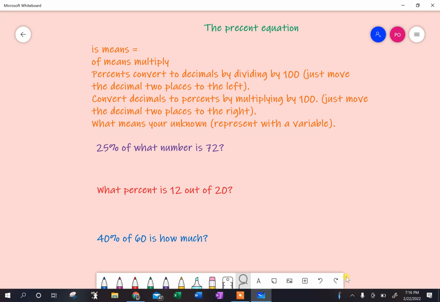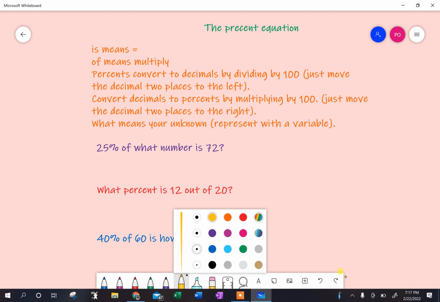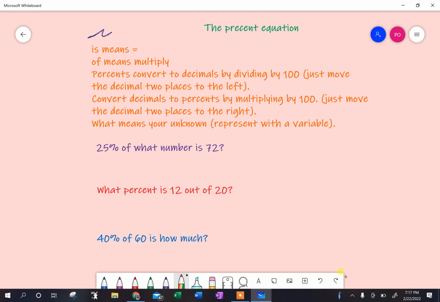Video on the percent equation. And if you just watched my last video, it was on the percent proportion. Basically, this is yet another way of solving percent problems. So there are some notes that you'll need to know. And it looks kind of crazy, but here they are.